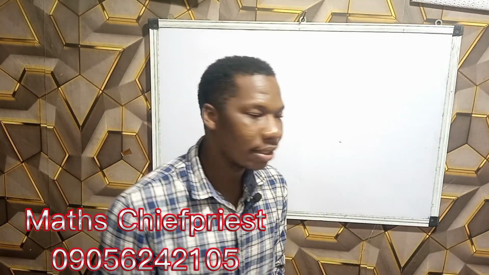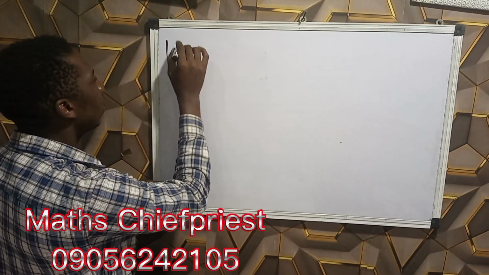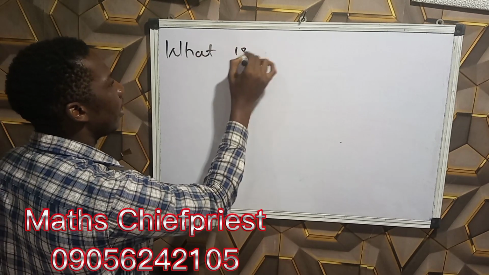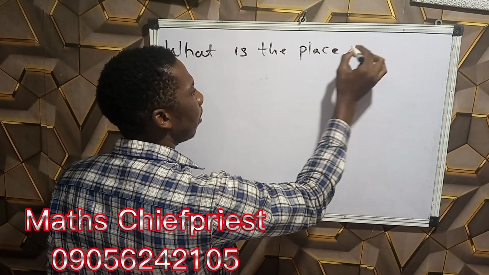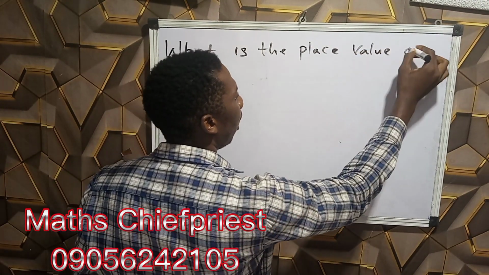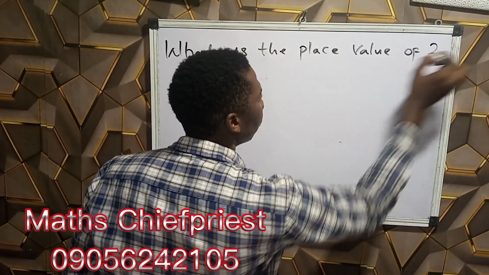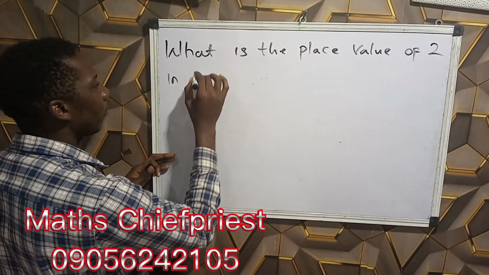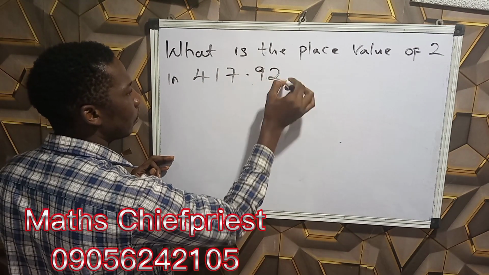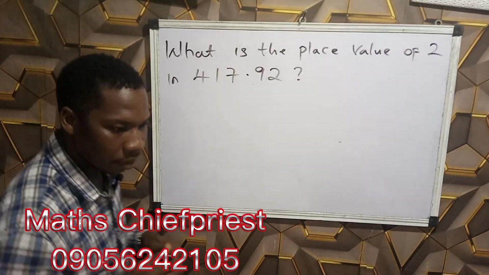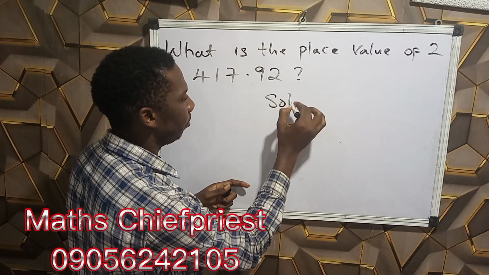Today's question is, what is the place value of 2 in 417.92? Solution.